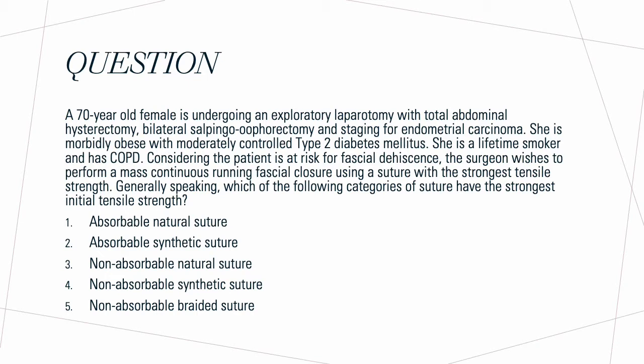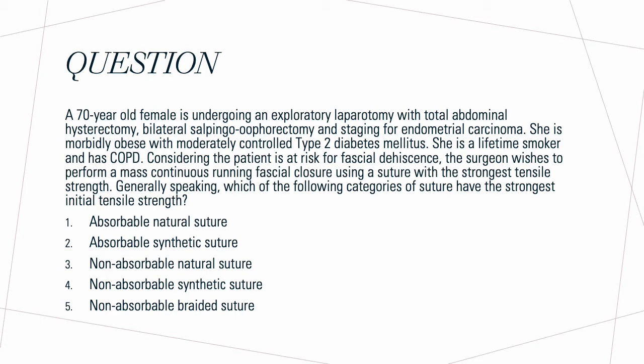So a question from TrueLearn. A 70-year-old female is undergoing an exploratory laparotomy with total abdominal hysterectomy, bilateral salpingo-oophorectomy, and staging for endometrial carcinoma. She is morbidly obese with moderately controlled type 2 diabetes. She's a lifelong smoker with COPD.